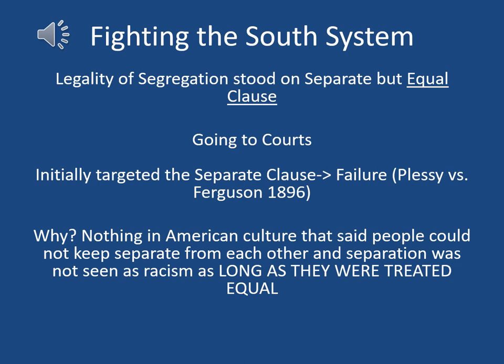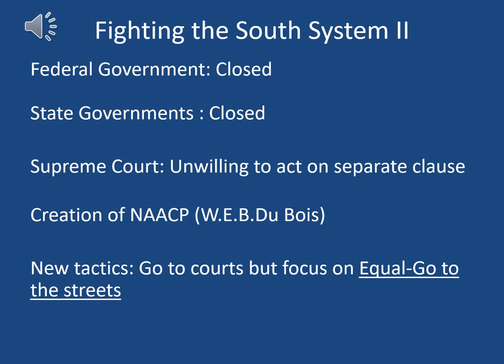So African Americans tried other ways. They tried to use the federal government, but especially with the coming of Woodrow Wilson to the presidency, the establishment of segregation within the federal government. Before Woodrow Wilson became the president, the federal government was actually not segregated. He segregated the federal government and the army. But once that happened, they just could not find any help.